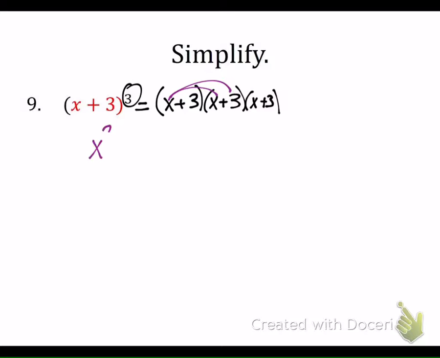All right, so we get an x squared. We get a plus 3x. We get a plus another 3x, right? And then a plus a 9.